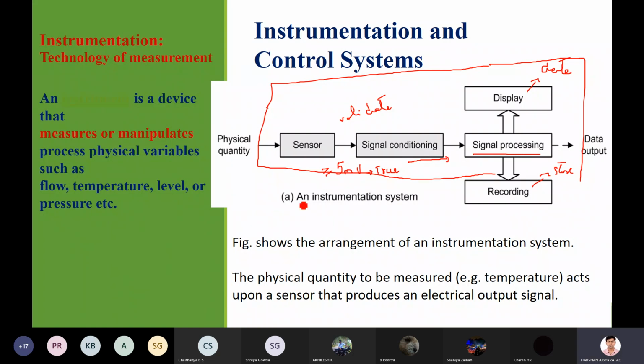Here I have to validate the output of the sensor. What type of signal? The output of the sensor should be an electrical signal only. Electrical signal is nothing but it may be voltage or current. That is what we call an electrical signal here.